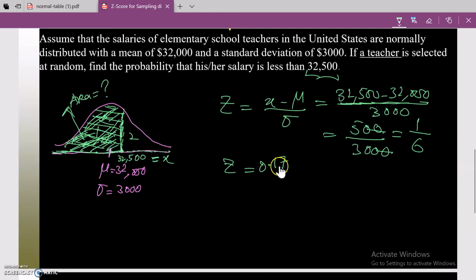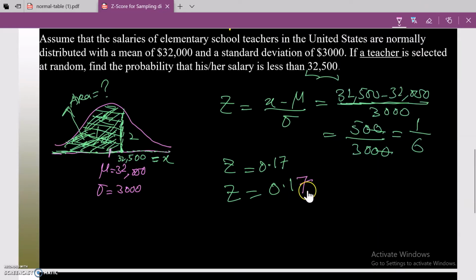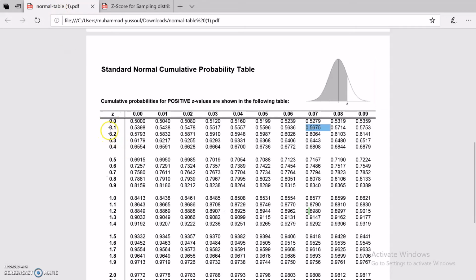So what we do now, we go to the table and find this particular value. So we have a z-score of 0.1. I hope you remember how to check the table. We have a z equal to 0.17, and I'm going to write this 7 with a different color just to draw your attention. So let's go back, and we have here, look at that, this is a 0.1 and a 7 here. This is the value we're going to find, and the value is 0.5675. From here 0.1, and from the top 0.07.